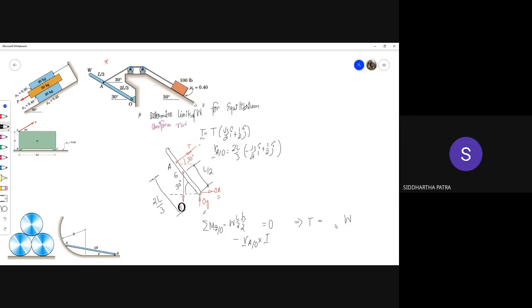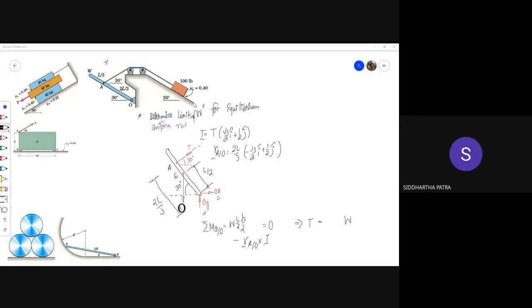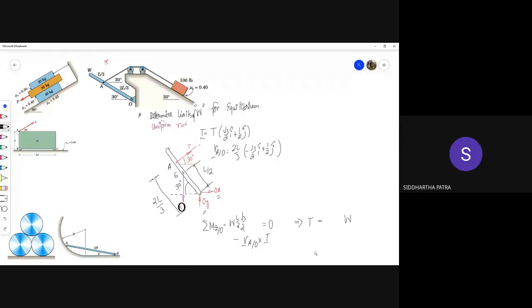What relation are you getting between T and W? So I'm getting 3W by 4. Okay, acha. So why do we need to represent T in terms of W? You see, when we go for the second body, T is still there. The cable tension is still there. But there is no way you can account for W, unless, of course, you represent T in terms of W.